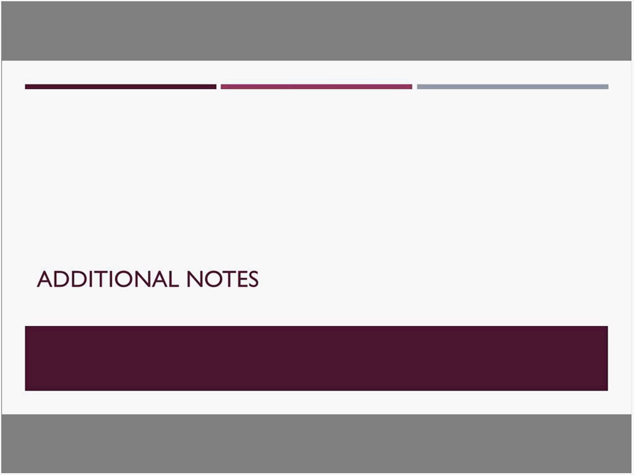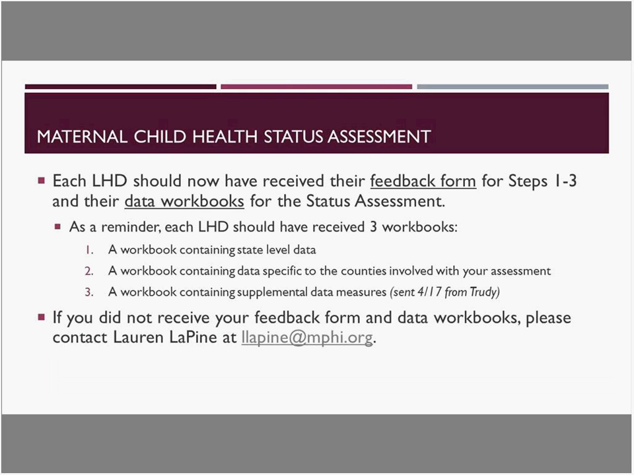Okay, a couple of additional things to talk about today. After a long and very diligently followed process, everyone should now have received their feedback form for steps 1 through 3, as well as their data workbooks for the status assessment. As a reminder, you should have 3 workbooks: a workbook that has state data, a workbook with data specific to the county you're involved in for your assessment, and a workbook with some supplemental data measures.